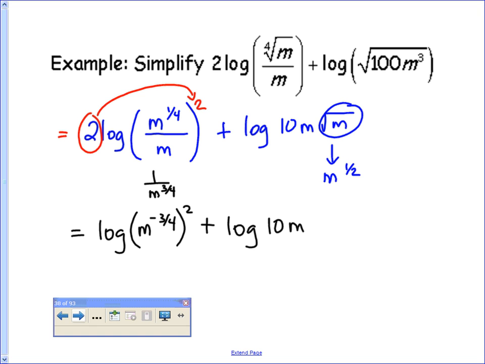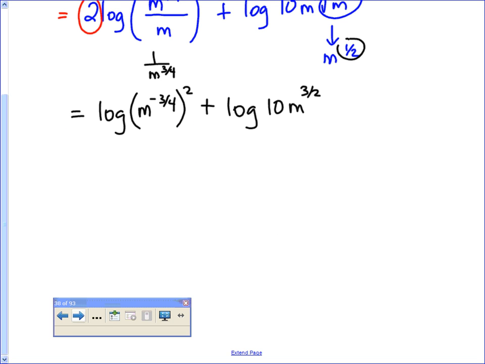and now I have m and an m to the 1/2 power. So if I add my exponents, that exponent's 1 plus the 1/2 gives me 3/2. Okay. All right, so from here I can take this logarithm, and the power to a power law says that that's going to give me m to the negative 6 over 4, so negative 3/2. Okay. All right, plus the log of 10m to the 3/2.